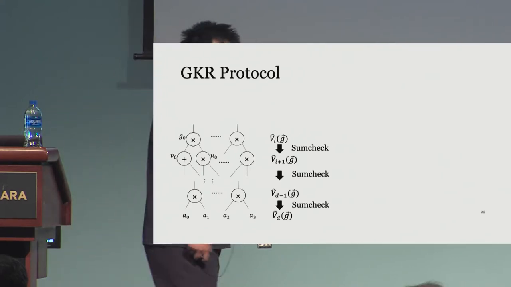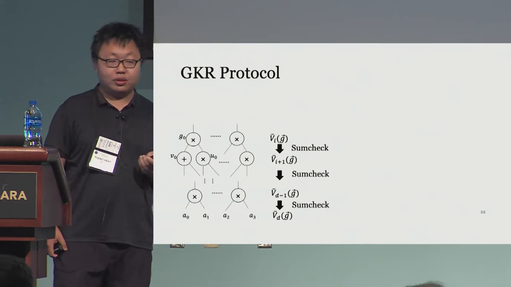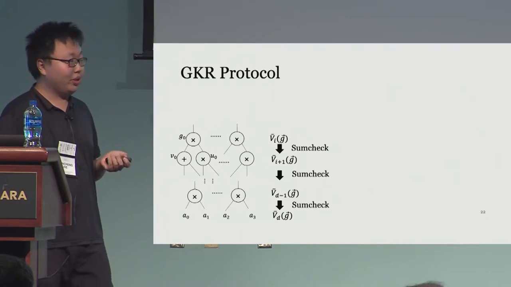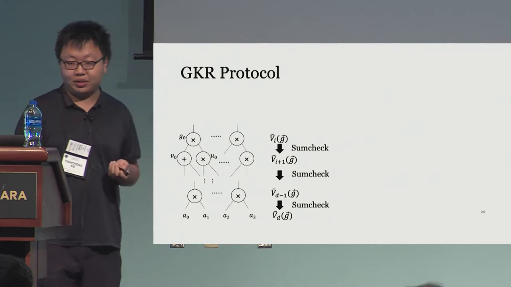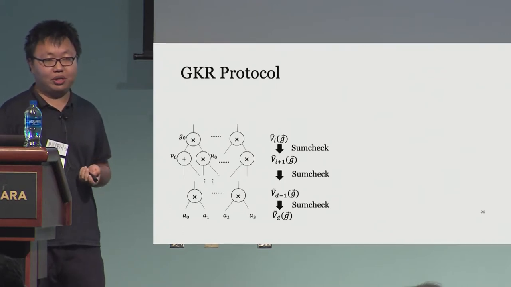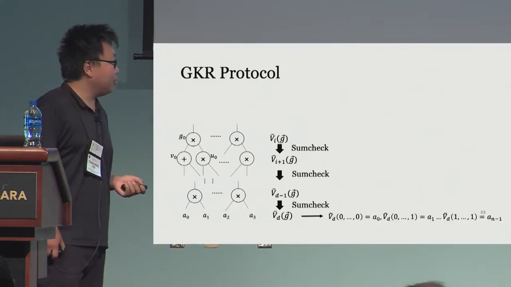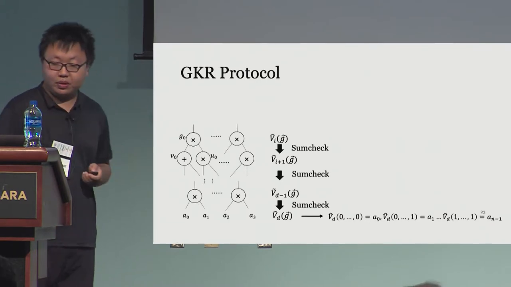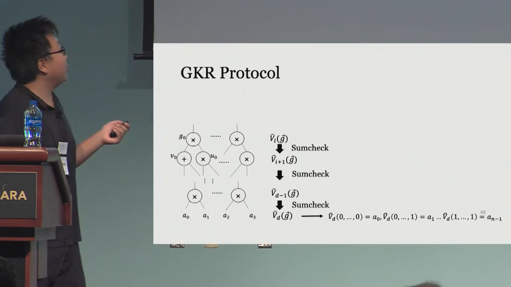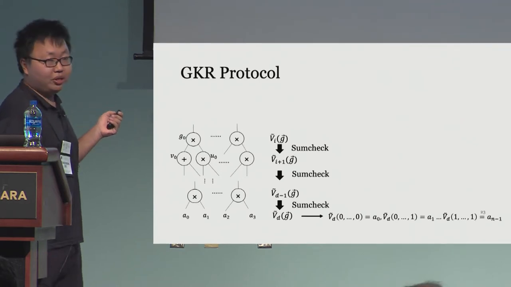Let's use the sum check as a building block and introduce the GKR protocol. I will use the vector notation to represent an array of variables whose size is log n. First, we have to define the polynomials used in the sum check protocol. Let's take an example, the input layer. This polynomial is a multilinear extension of the input layer, and it will agree with the input values on the Boolean hypercube. For example, 0 will agree with the first input. And for the rest of these polynomials, they will agree with the corresponding gate values.